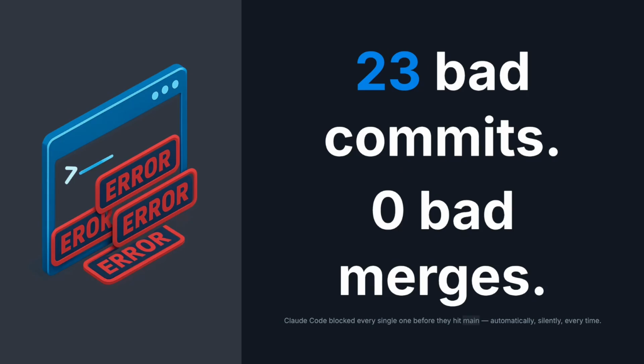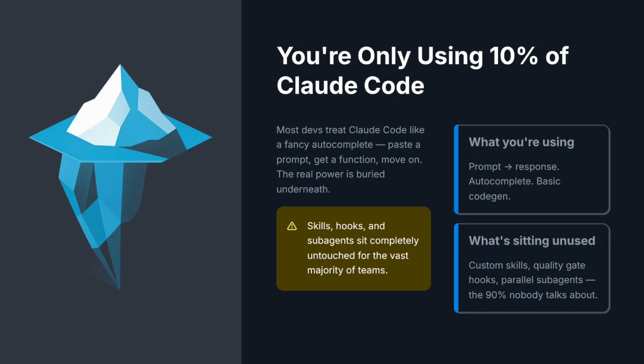Claude Code broke 23 bad commits before they hit main last month, and I didn't see a single one. You know that feeling when you open Claude Code, ask for a function and move on with your day. For most people, the tool is basically fancy autocomplete. But there's a whole layer underneath with skills, hooks and subagents that nobody talks about. By the end of this video, you'll have Claude Code catching bugs before you even see them.